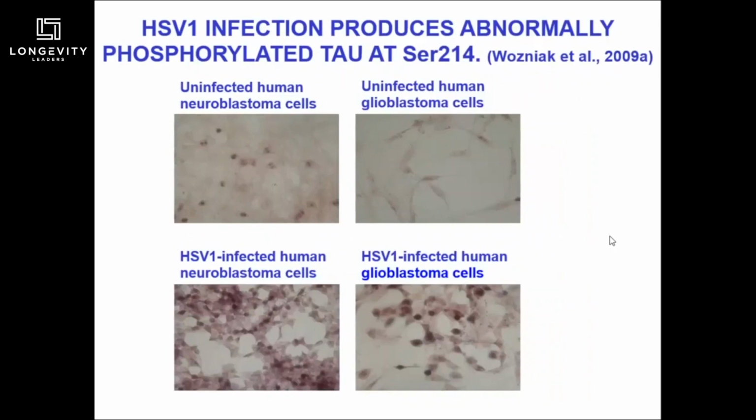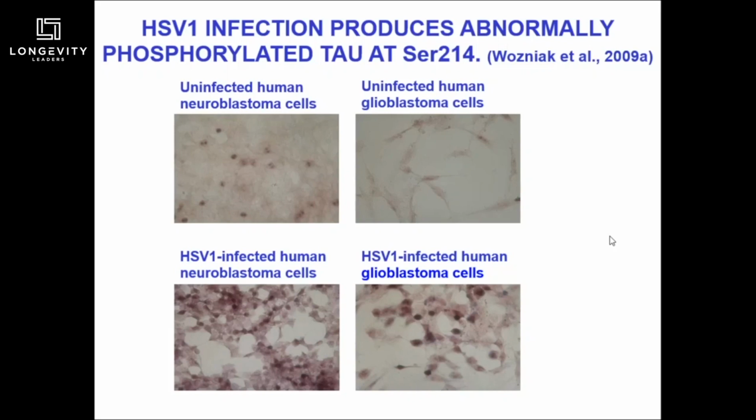We decided also to look for abnormally phosphorylated tau. In this case, we used both neuroblastoma cells, which are a brain-type cell from humans, and the glioblastoma cells. The top left shows uninfected cells, and the bottom left shows HSV1-infected human neuroblastoma cells. You can see there's a great deal more black, showing accumulation of phosphorylated tau after infection, with the top being uninfected in each type of cell, and the bottom being the infected in each type of cell.